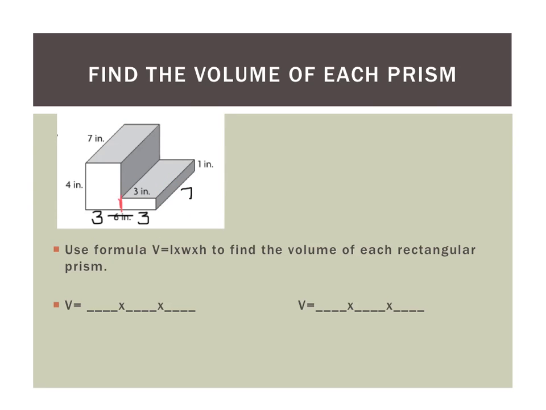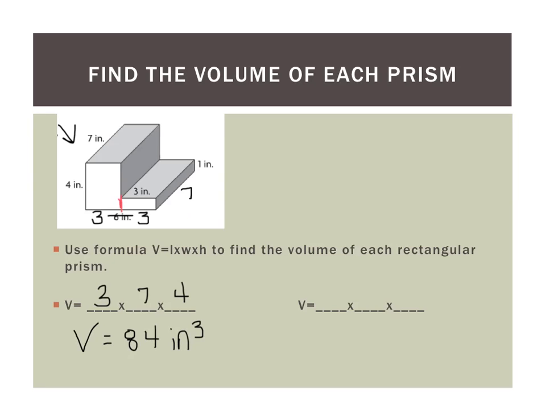Now that we have our prisms broken apart, we simply need to plug the length, width, and height into the formula to find the volume of each. Let's start with the rectangle on the left. It has a length of 3, a width of 7, and a height of 4. That means that our prism on the left has a volume of 84 inches cubed.